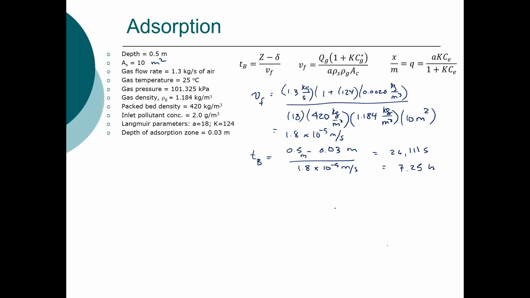Now, if we think about how we can change parameters, that would mean every 7 hours, we would either have to replace the activated carbon or desorb that benzene from the column, concentrate it, and capture it.